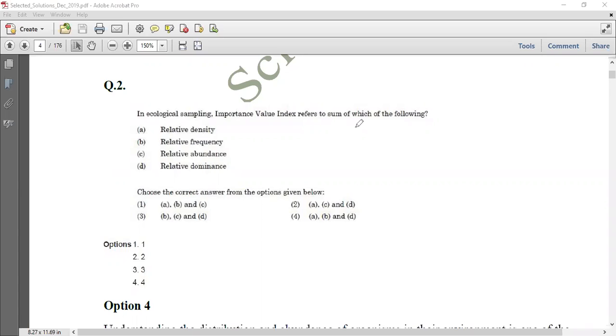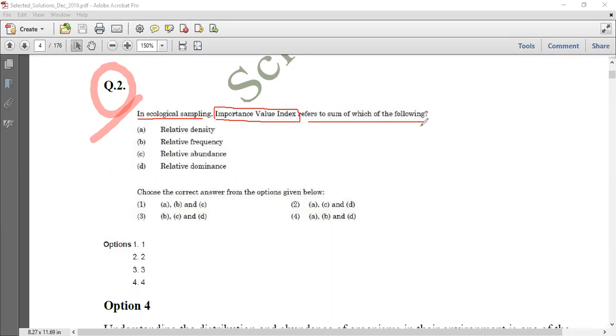And question number 2, let's see it. Question number 2 says: in the case of ecological sampling, the term importance value index refers to the sum of which of the following? So we have to identify which quantities in the given options are effective in calculating the importance value index.